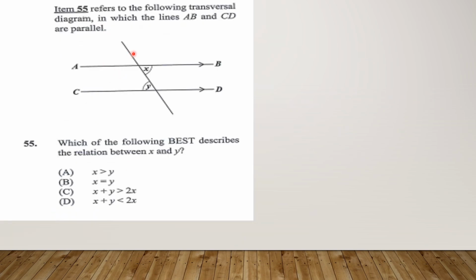Question 55 refers to the following transversal diagram in which the lines AB and CD are parallel. Which of the following best describes the relation between x and y? So first of all, we notice a Z angle here. And the rule for Z angles is these two angles here are equal. So the answer is B.